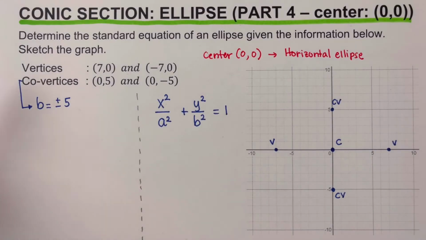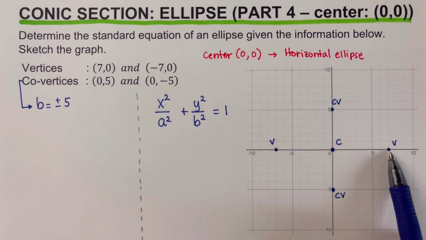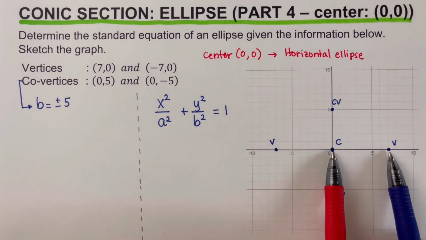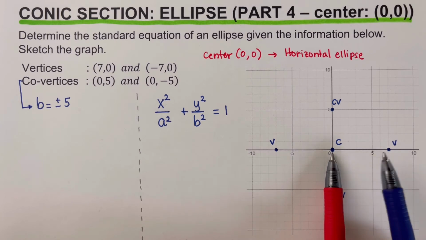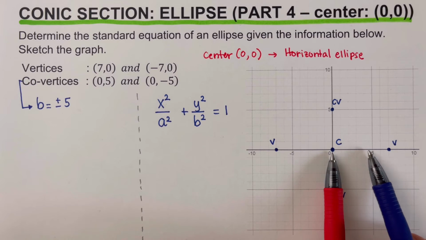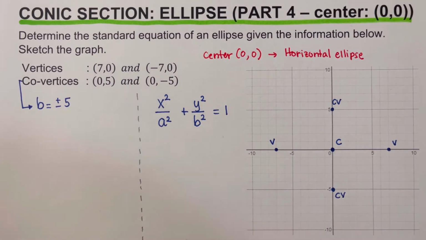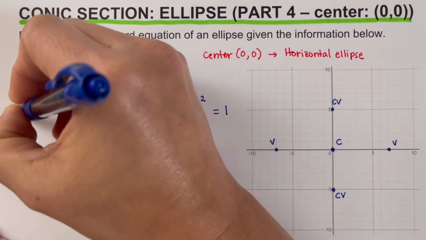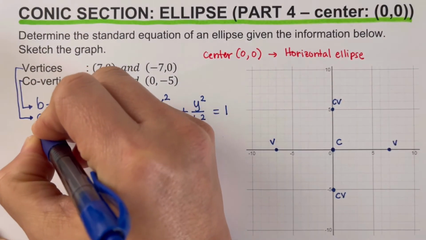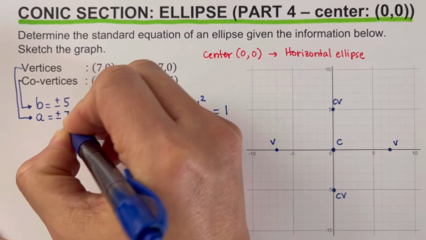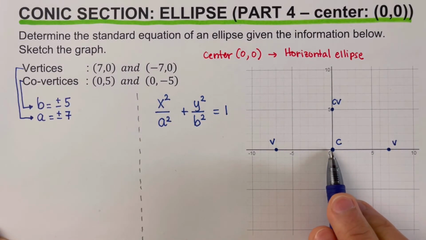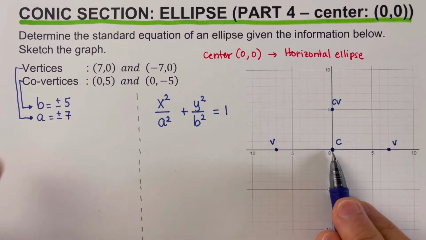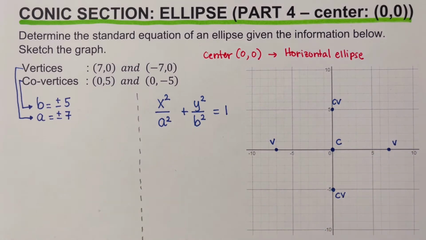Now, since we know the location of the vertex is right here, we can determine the value for A. A is the distance from the center to the vertex. We can use the distance formula to determine the value for A, or we can just count it. 1, 2, 3, 4, 5, 6, 7. So our A then is 7. So I'm going to write that down here. So A is plus minus 7. The negative 7 would go to the left from the center, and the positive 7 would go to the right of the center.